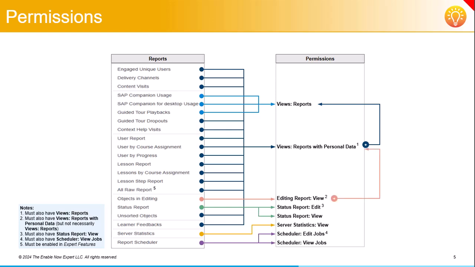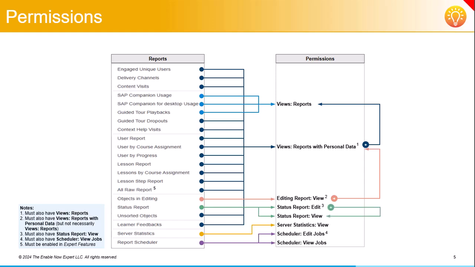Then we have the Editing Report View permission, which also requires the Views Reports with Personal Data permission. But, interestingly, in this case, the user does not also have to have the Views Reports permission. This strikes me as a little bit inconsistent, so it wouldn't surprise me if this is corrected in a later release so that Views Reports is also required.